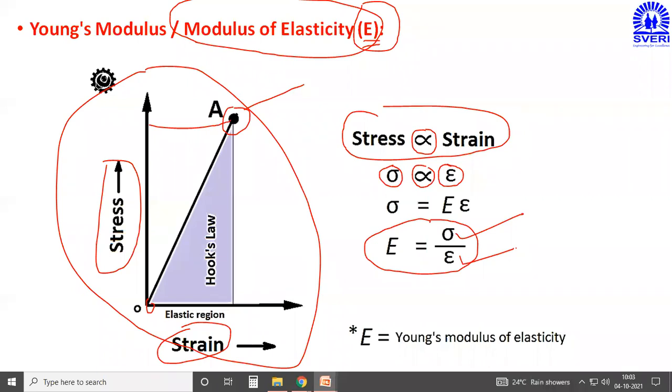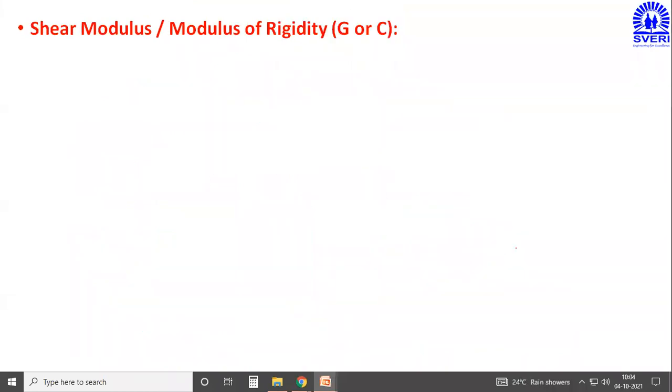So please keep this particular definition in your mind, because it is very important to solve the numericals. Also, this question will be asked in GATE examinations or some competitive examinations as an MCQ: what is meant by Young's modulus? Four options will be given in the form of different ratios, and we have to choose the correct option, linear stress upon linear strain. Okay, so this is the first elastic constant.